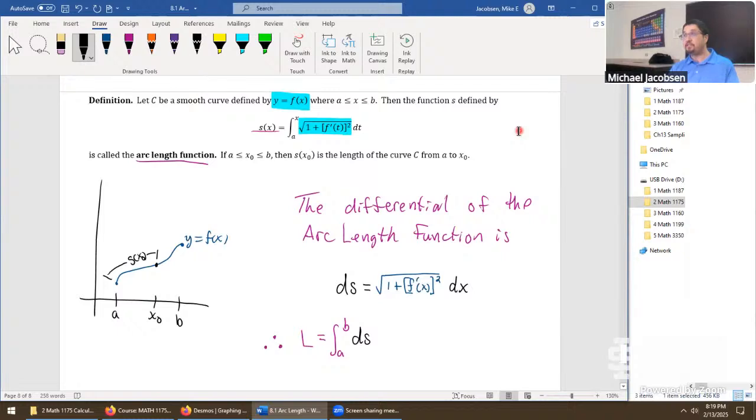But any last questions then, folks, with that last discussion here about that function or its differential?